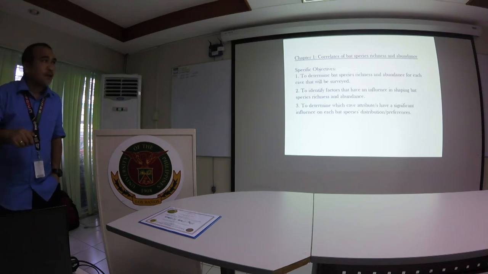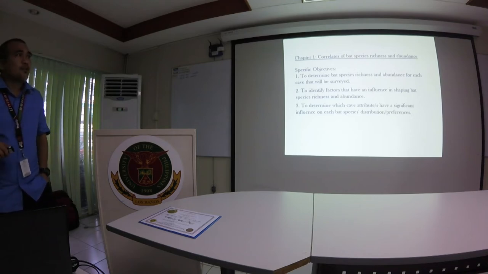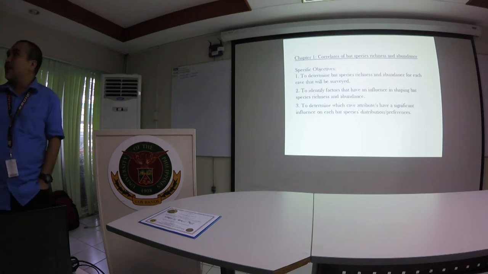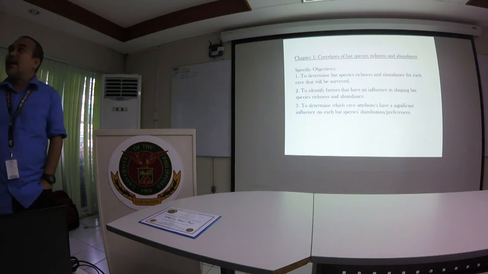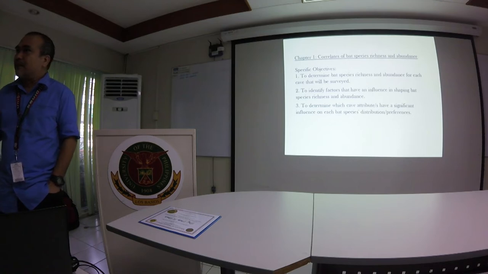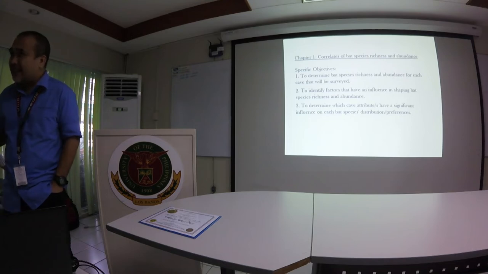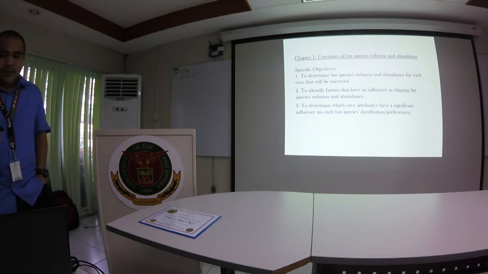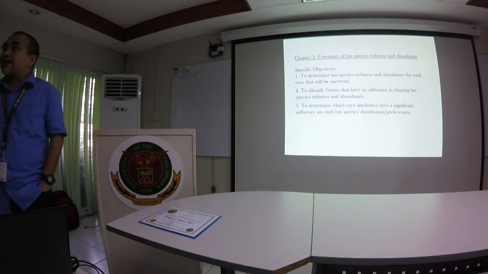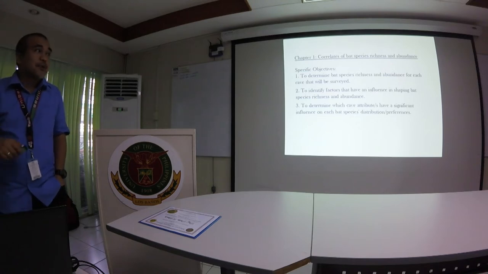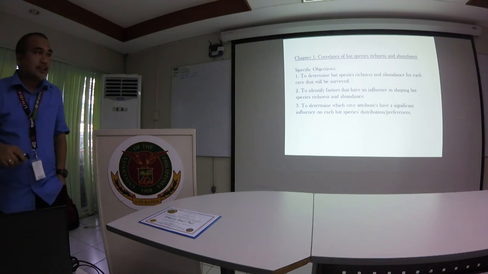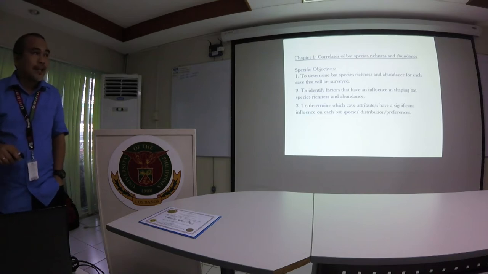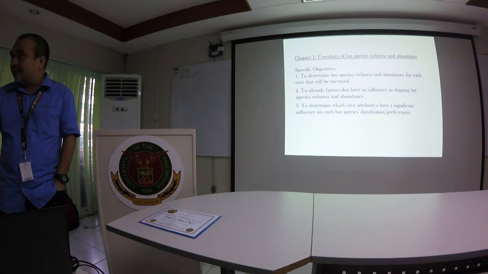For my specific objectives in chapter one, first I'll do another round of survey for the island. From the 22 caves that I've surveyed before, I will add twice the number. So I plan to reach about 40 to 50 caves for my thesis. Second would be to identify the factors that influence bat species richness and abundance. Here I will zone in on each bat species and determine which attributes of the cave have a significant influence on each of the bat species.